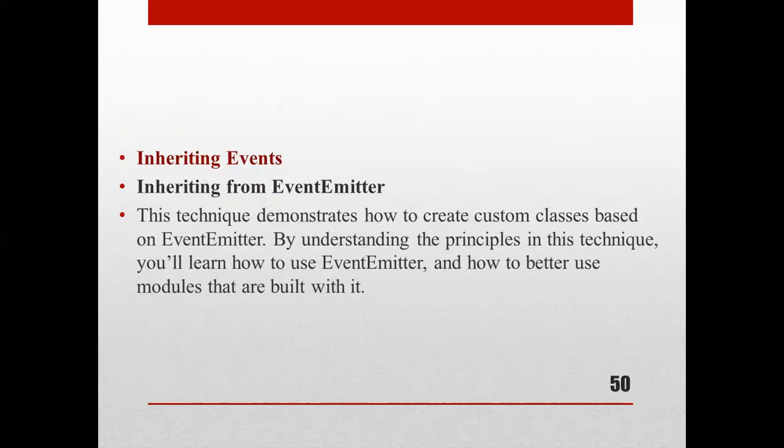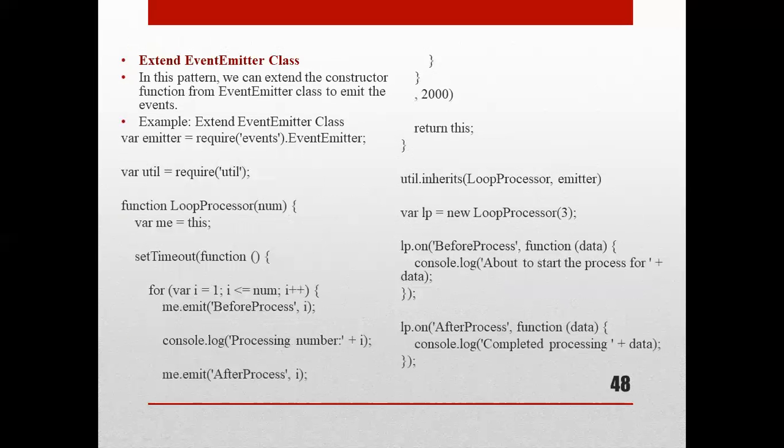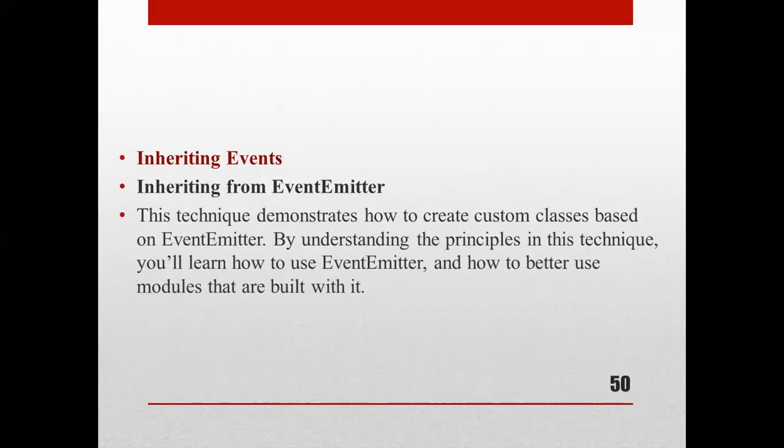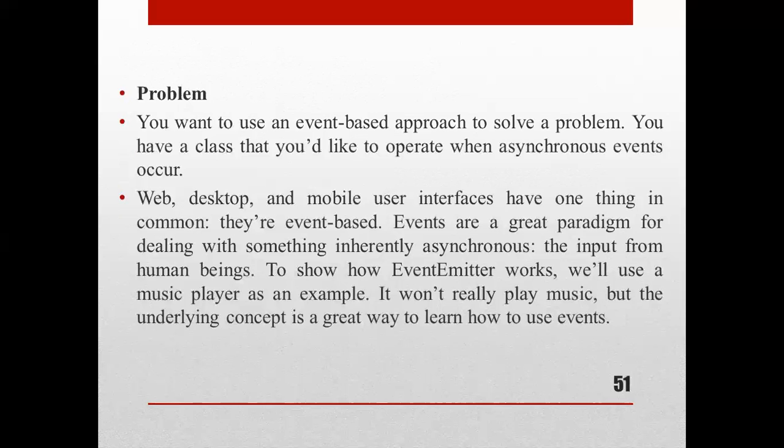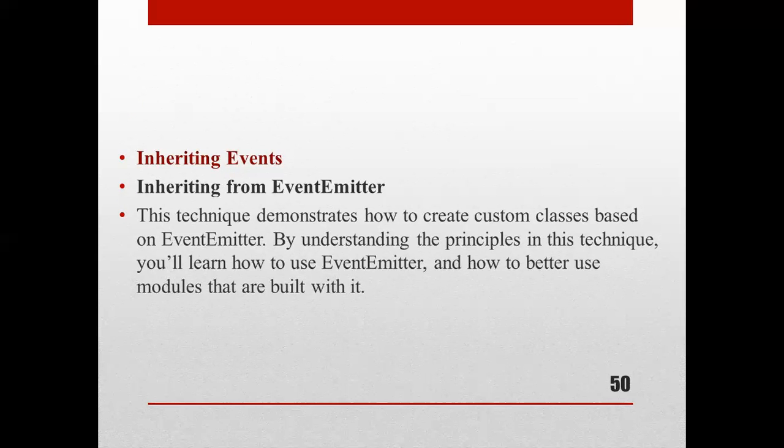Now we will move towards inheriting events. We have seen an example of inheritance here. For inheriting events, we have to use the utility module and its methods. Inheriting from the event emitter means this technique demonstrates how to create custom classes based on event emitter. By understanding this principle, we will learn how to use event emitter and how to better use the modules built within it. For inheritance, we will see one example.